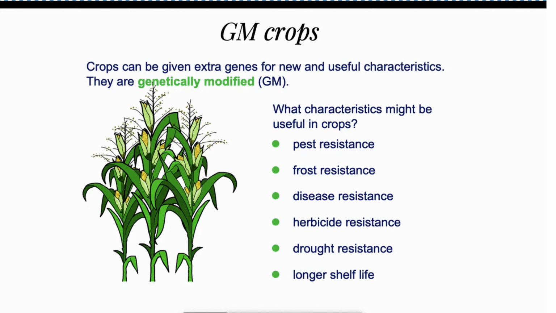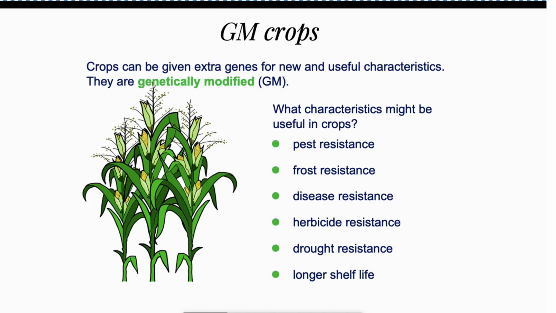Now, GM crops. What are GM crops? As I said, they are genetically modified. What characteristics might be useful in crops? Pest resistance, frost resistance, disease resistance, herbicide resistance, drought resistance, and longer shelf life.